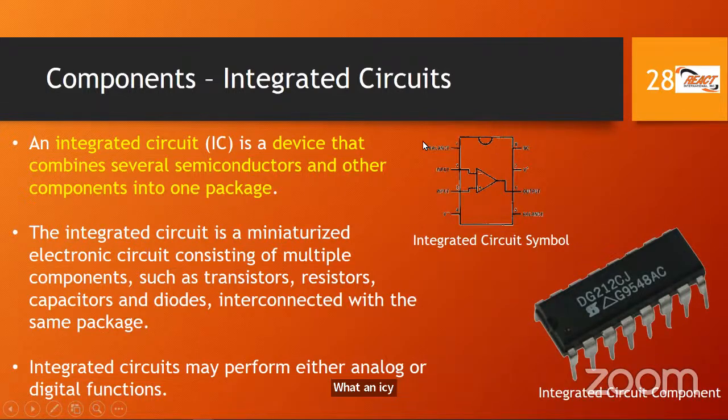On a schematic or wiring diagram, an IC might look like this. It may have many more pins, but this might be what it could look like. There are many representations of what an IC looks like, so we're just giving you one example.